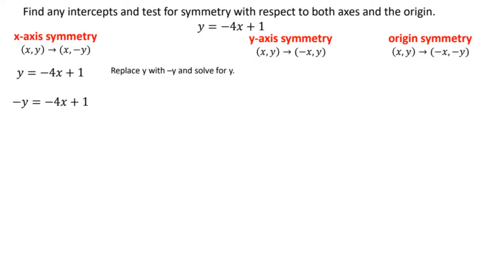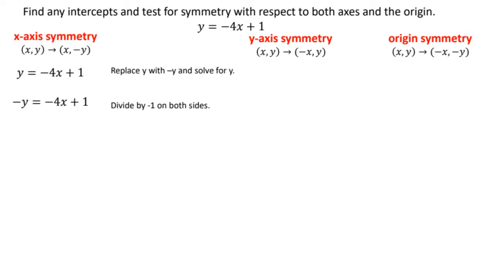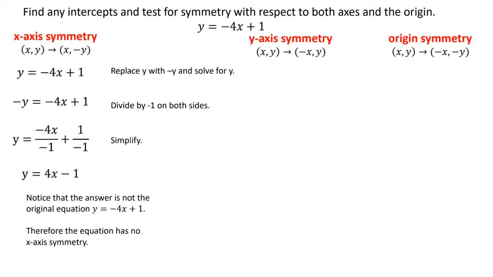To solve for y, we need to multiply by a negative 1 on both sides, or we can divide, it doesn't matter. We can divide by negative 1 on both sides. We're going to get y is equal to a negative 4x divided by a negative 1 plus 1 divided by a negative 1. And when we simplify, we get y is equal to 4x minus 1.